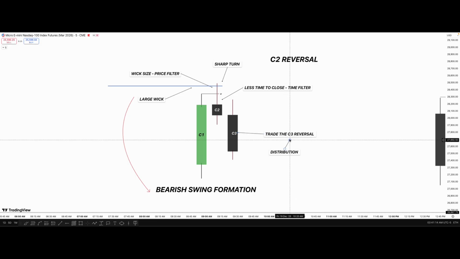Distribution. And always remember, for the candle of your candle 3 reversal, what is the filter? What will be the filter here? The wick will be what?